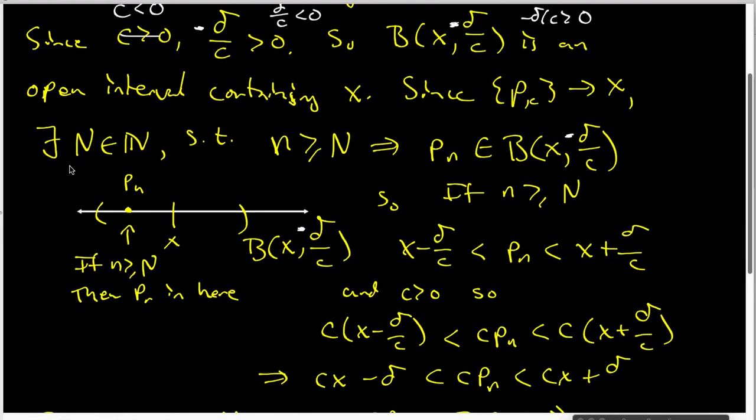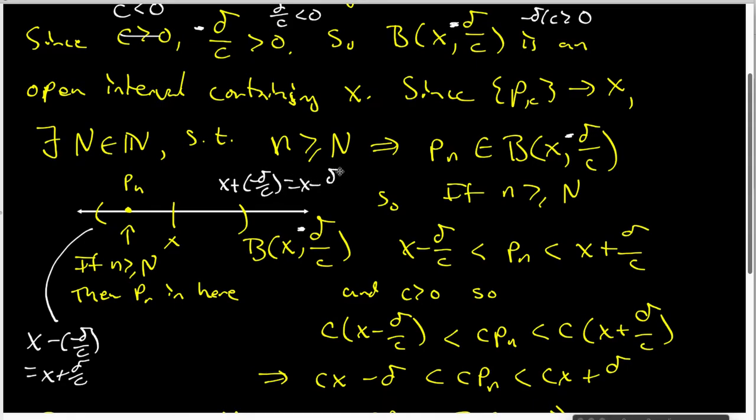And that changes the end points of this interval. This will now be x minus delta over c, which is x plus delta over c. And this point will be x plus minus delta over c, which of course is x minus delta over c. So this inequality now is going to have x plus delta over c is less than p_n, and p_n will be less than x minus delta over c.